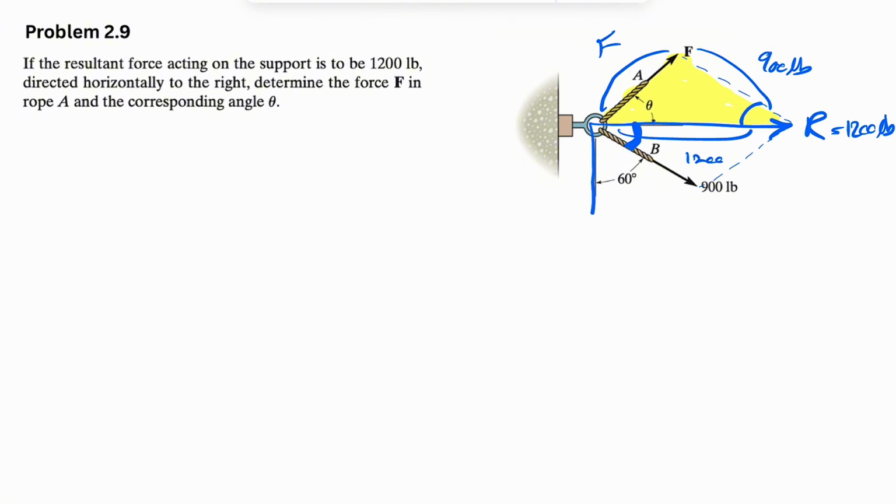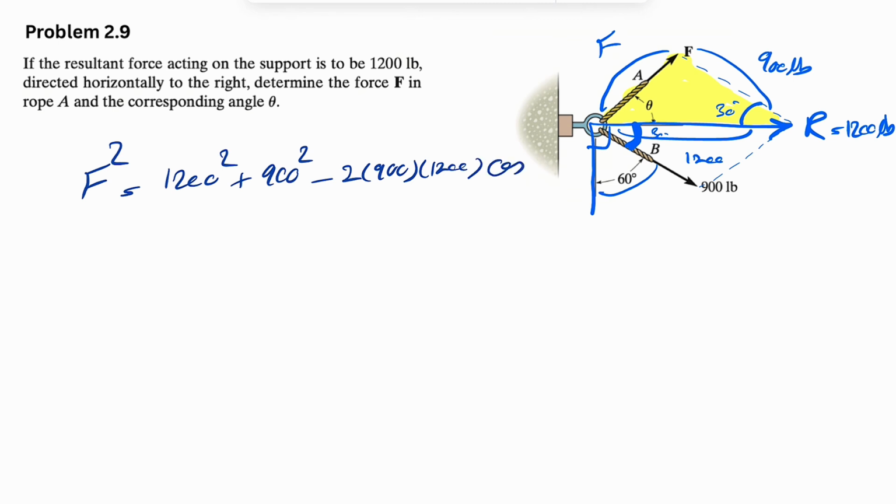We know that these two are perpendicular to each other. This is 60 degrees, which means this angle is 30 degrees, and also this angle would be 30 degrees. So we can use the law of cosines now. Basically F squared is equal to 1,200 squared plus 900 squared minus 2 times 900 times 1,200 times cosine of the angle between the two, which is 30 degrees. So that's how we're going to find the F.